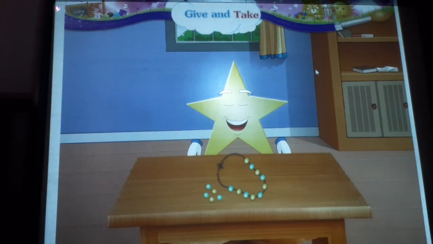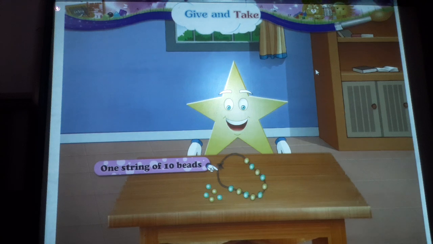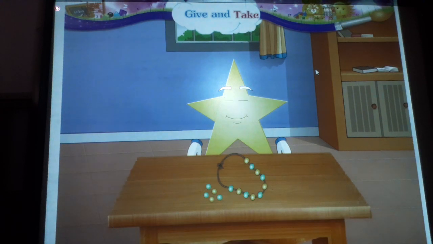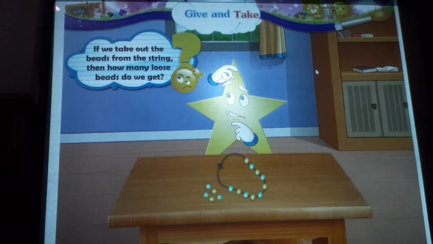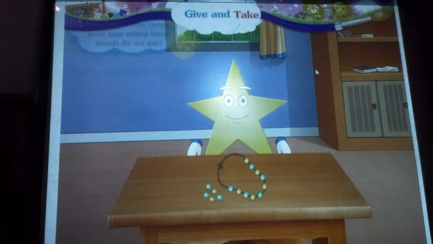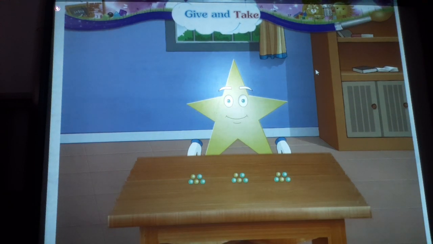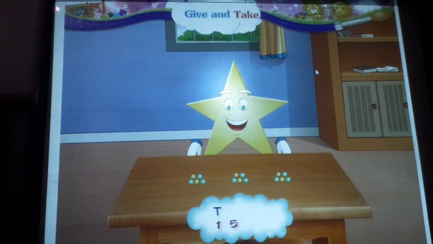Starry, see! I have got 1 string of 10 beads with me and also 5 loose beads. It means I have got 1 ten and 5 unit beads. Can you tell me, Starry, if we take out the beads from the string, then how many loose beads do we get? Yes, we get 15 beads altogether. So, we can say that 1 ten, 5 units is equal to 15 units.